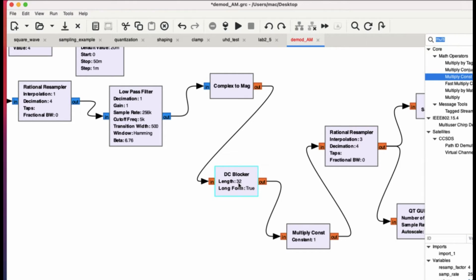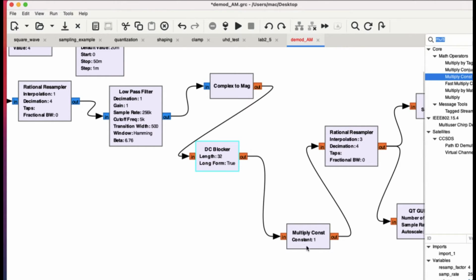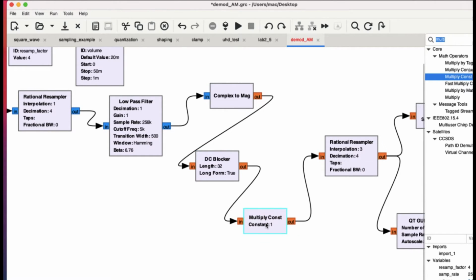Once you have low passed your filter, now you have your actual signal, the signal that you are interested in. You pass it through a complex to magnitude block. Next is the DC blocker, just to block any DC component. And I'm using a multiply constant. If it's not there, that's perfectly fine. If it's there, that's perfectly fine. I'm using this multiply constant just to control the volume of my received signal.